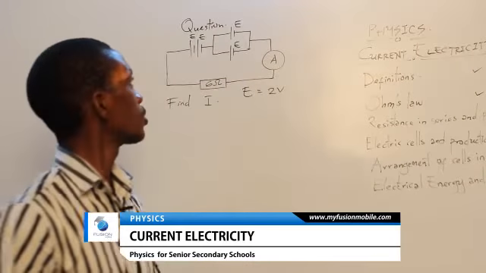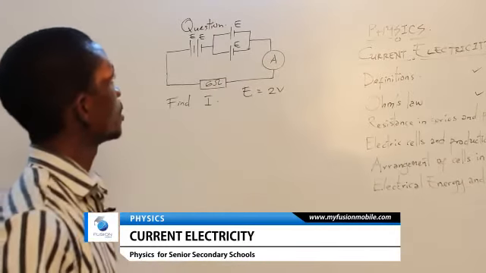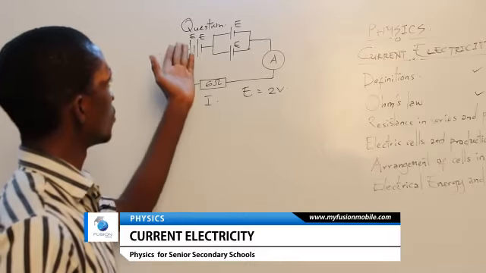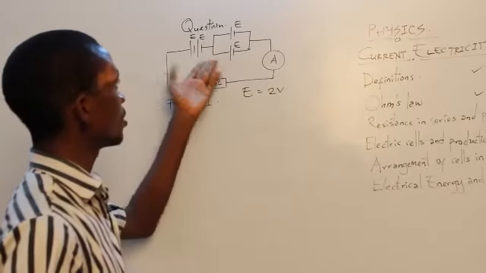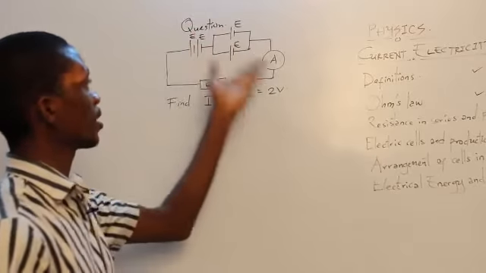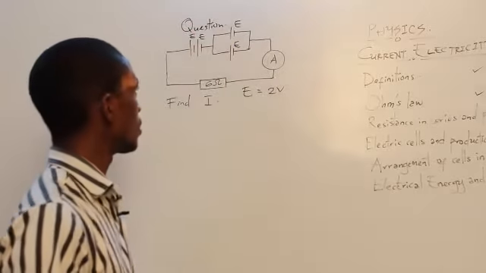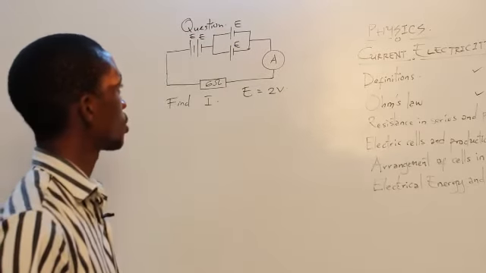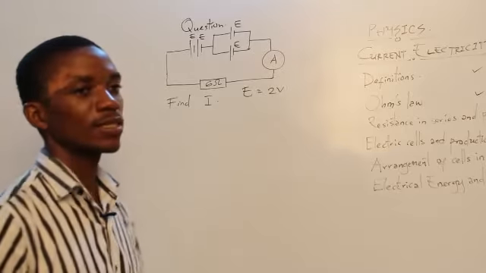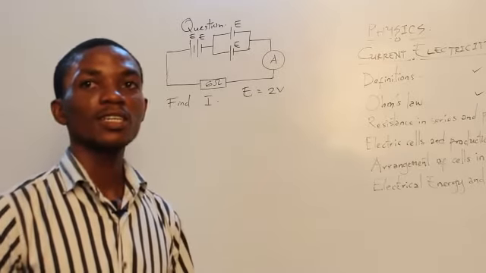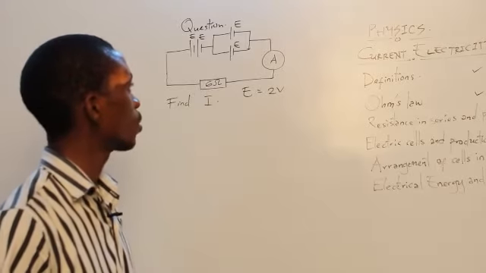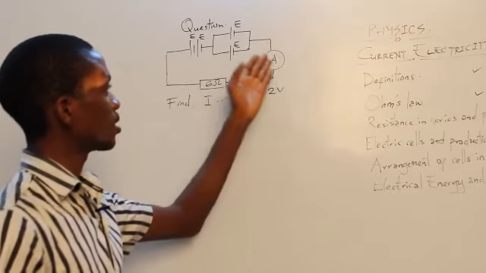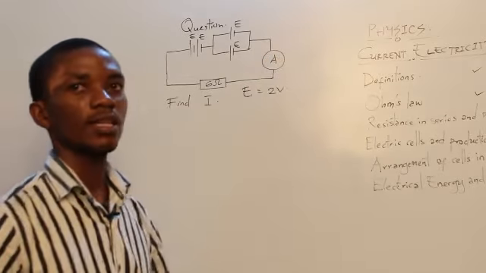Let's take another question. Using this diagram on the board, we have 4 cells, 2 connected in series, 2 connected in parallel, and then connected in series with the parallel and the series connection. And we're told to neglect internal resistance. We're given a resistor here, 6 ohms, and we're told to calculate the current that will be measured at the ammeter.